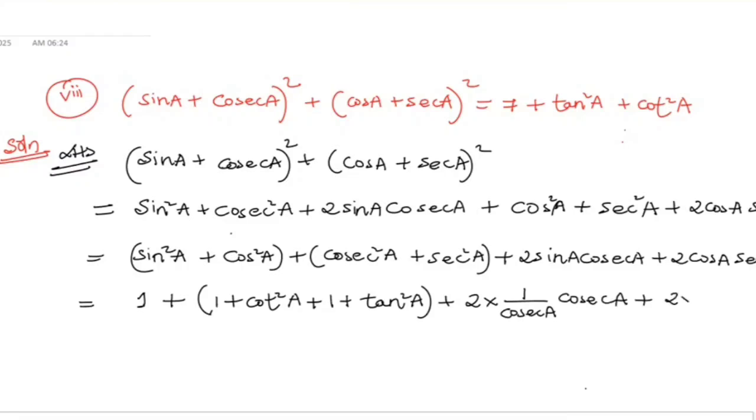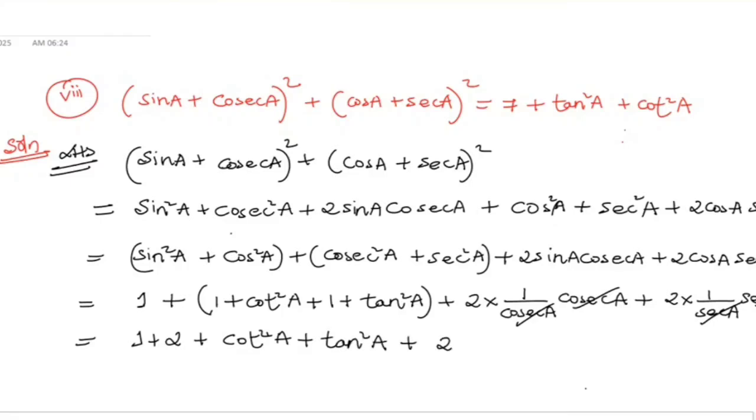Plus 2 into cos a, we can write 1 by sec a into sec a. Okay, so we can cancel sec a and cosec a. So what will we get? 1 plus 1 you will get 2, plus cot² a plus tan² a plus, so we'll get 2 and 2. So add all: 1 plus 2 is 3, 3 plus 2 is 5, 5 plus 2 is 7. Okay, we'll write tan² a first plus cot² a, which is equal to the right hand side. So in this way, left hand side equals right hand side.